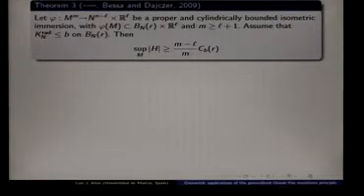Consider a proper and cylindrically bounded isometric immersion such that the image is contained in this solid cylinder and m minus l is bigger than 1. We assume that condition on the curvature of the ambient space, as I already said. Then in that case, we can estimate the supremum of the mean curvature from below by this quantity here.